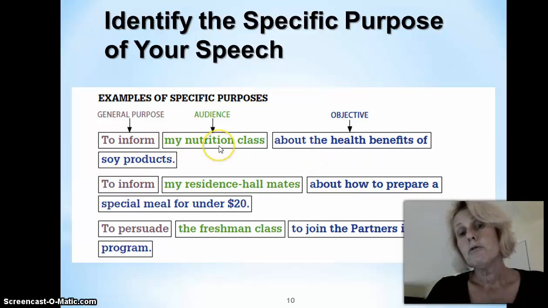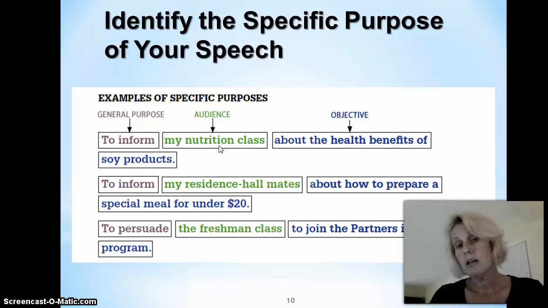Her audience is her nutrition class, on which she completed an audience analysis, and then her objective is to speak about the health benefits of soy products. So here, health benefits of soy products is her topic, right? And then in the body of her speech, she's going to talk about the health benefits of soy products. Maybe there are 4 health benefits, and those are going to be the main points of her speech.